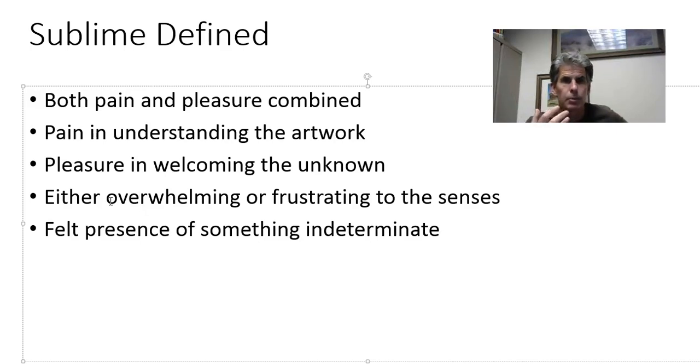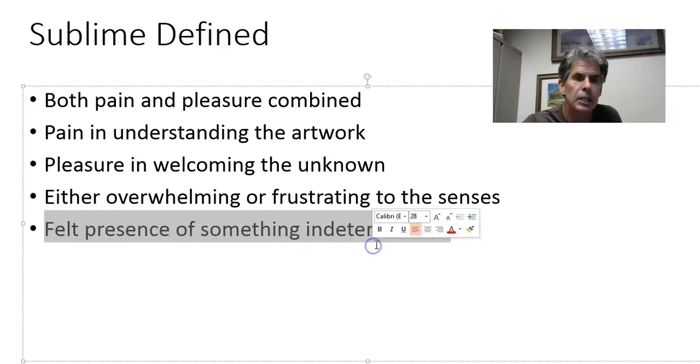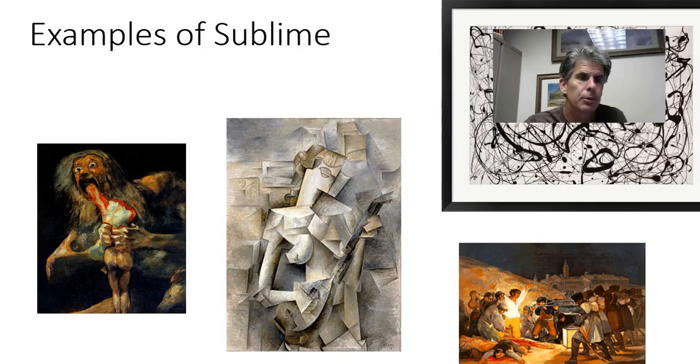So it can be overwhelming the way Ansel Adams' portraits can be, but there can also be something about it that you just can't make sense out of. It's frustrating, what Kant called the faculty of understanding. Okay? There is a felt presence of something indeterminate. You don't know what it is. Okay? So some examples of the sublime, this is Goya.